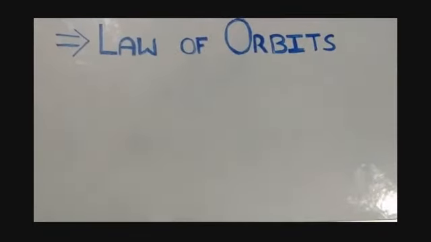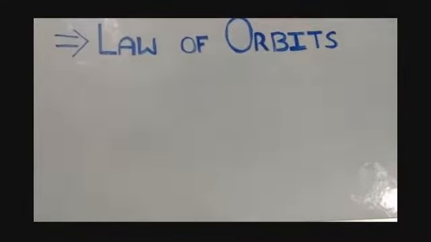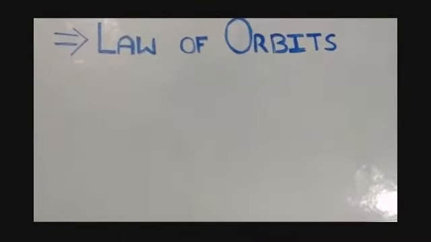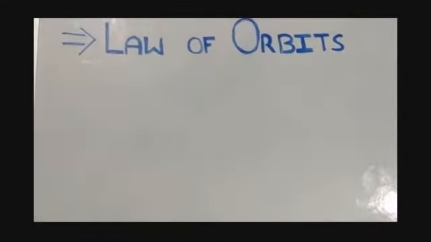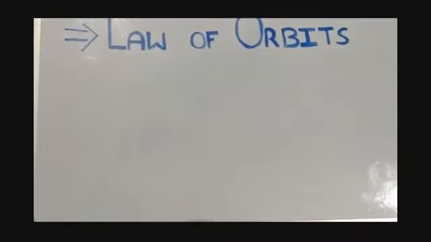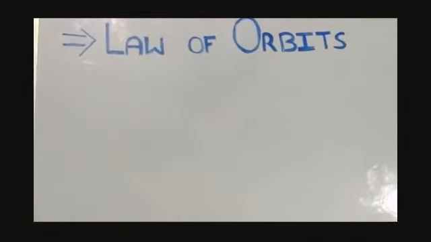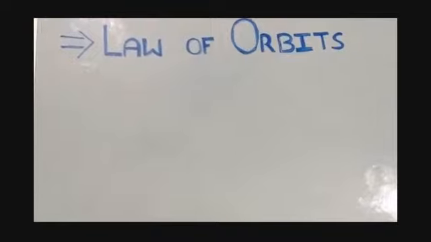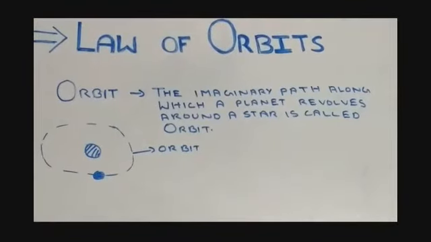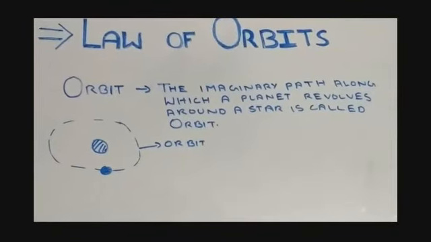Our first law is law of orbits. Before learning about this law, we need to know about two important terms. These two terms are orbit and the shape ellipse. Let's focus on our first term.